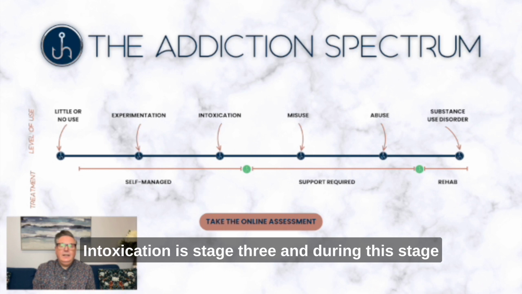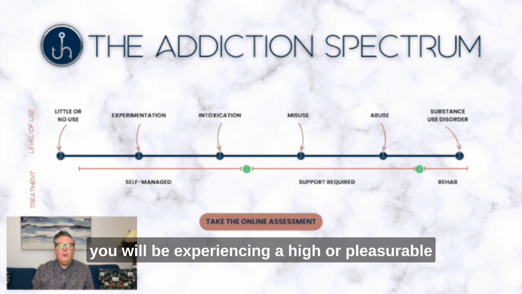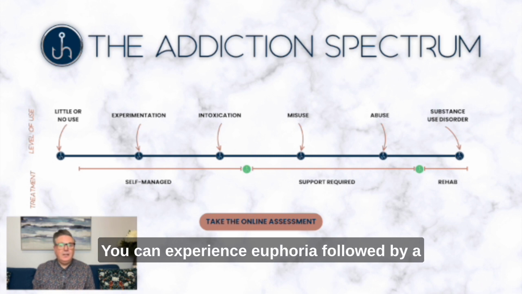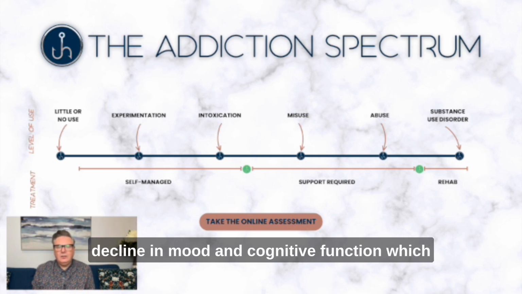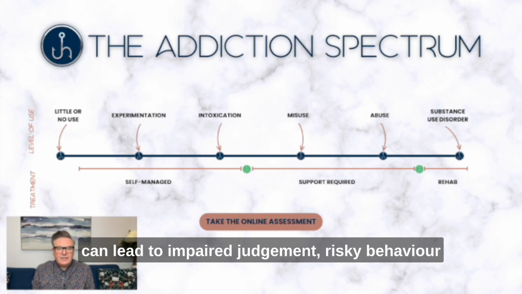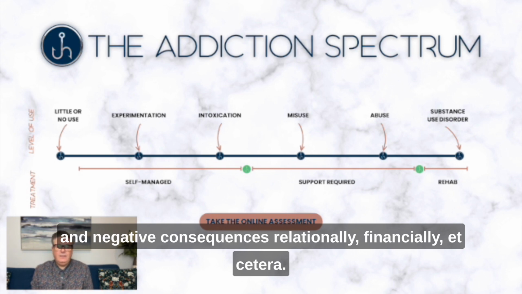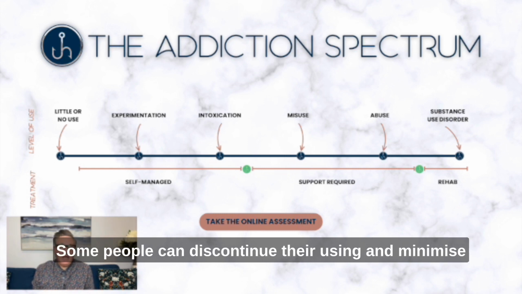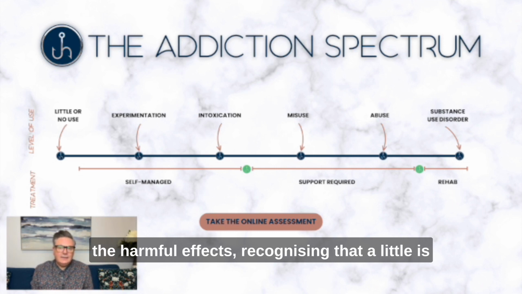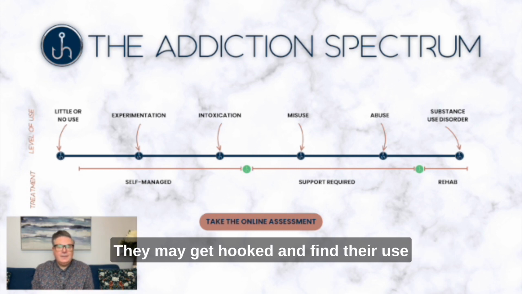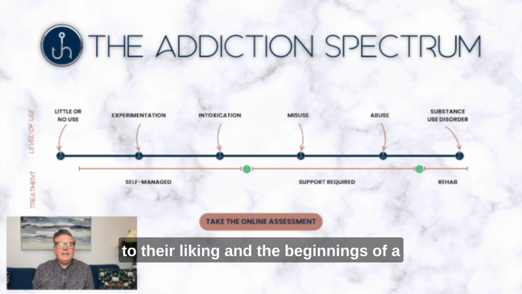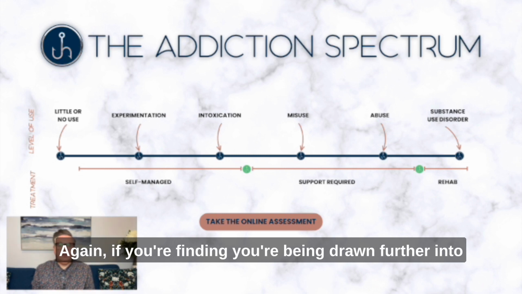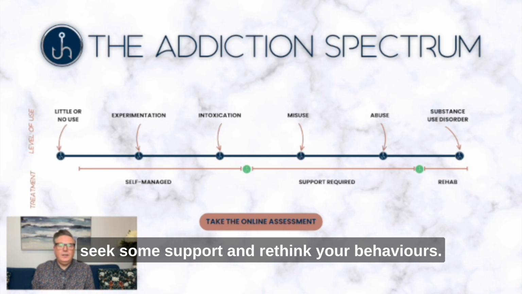Intoxication is stage 3, and during this stage, you will be experiencing a high or pleasurable sensation which reinforces the desire to continue using the substance or engage in the behaviour. You can experience euphoria followed by a decline in mood and cognitive function, which can lead to impaired judgment, risky behaviour and negative consequences relationally, financially, etc. Many different paths can come from this stage. Some people can discontinue their using and minimise the harmful effects, recognising that a little is enough and too much is uncomfortable. For others, they may get hooked and find their use to their liking, and the beginnings of a relationship to the addictive behaviour sets in. Again, if you're finding you're being drawn further into using, then it could be a good time to seek some support and rethink your behaviours.